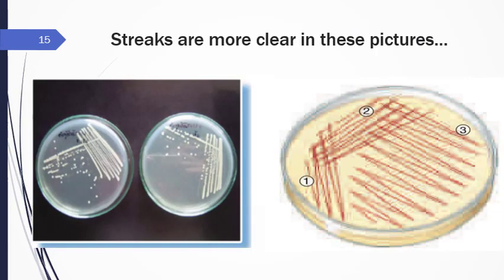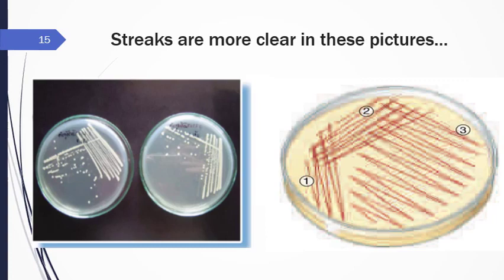Streaks are more clear in these pictures. Observe the colonies on the agar plate to determine the purity of the culture. Pure cultures should show the same colony characteristics, not overlapping.